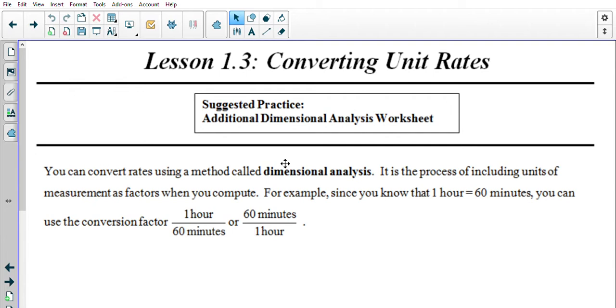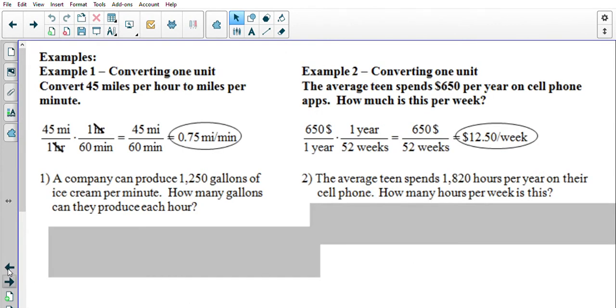our examples. Please note that the last page of your guided notes includes, like lesson 1.1 and 1.2's guided notes, the metric and customary systems you're going to need for this lesson. So feel free to refer to that page as needed throughout this lesson. So let's go ahead and get started with our first two examples, and these are going to be examples where we convert one unit of measure.